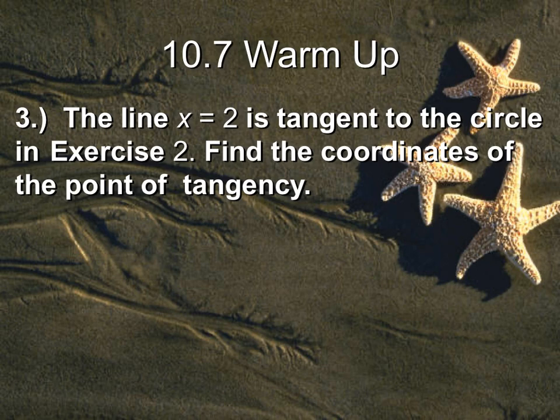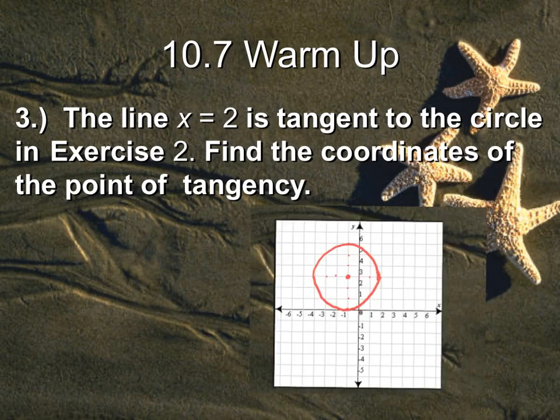Number 3 says the line x equals 2 is tangent to the circle in exercise 2. Find the coordinates of the point of the tangent shape. So I pulled in the graph of the circle from question 2. And x equals 2 is a vertical line that passes through where x is 2. So right here, we've got our point of tangency, because remember, the point of tangency is where the tangent line touches that circle, and that coordinate point is right 2 and up 1, 2, 3.